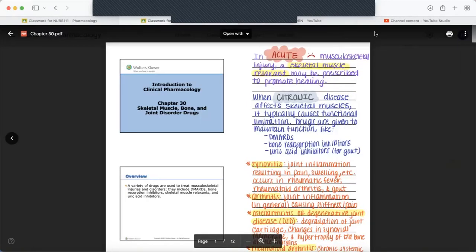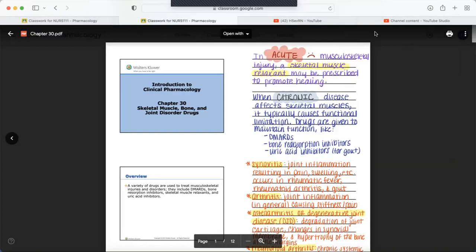Okay, chapter 30, skeletal muscle, bone, and joint disorder drugs. So, drugs used for skeletal muscle issues, bone issues, joint issues in acute musculoskeletal injury. So that's like it just happened. It's got a very identifiable cause. It's less than 3 months of issue, right?